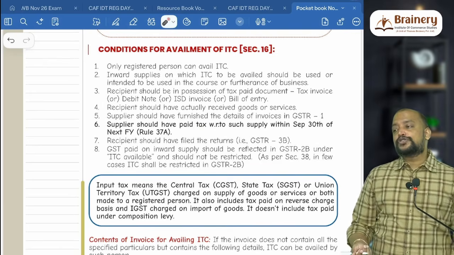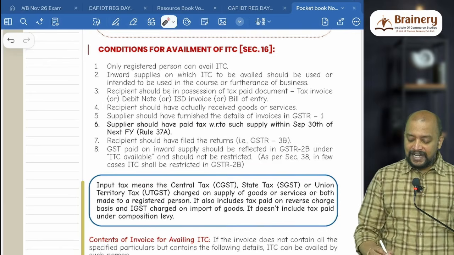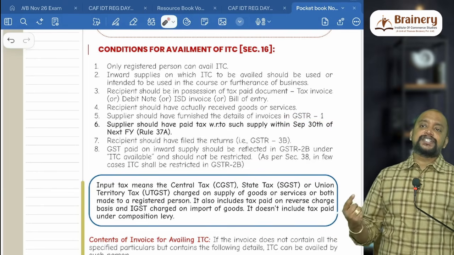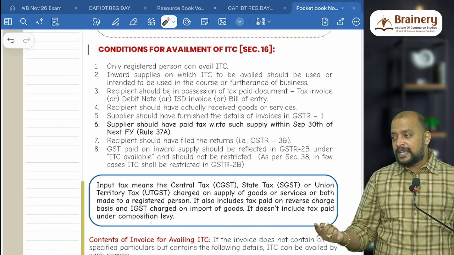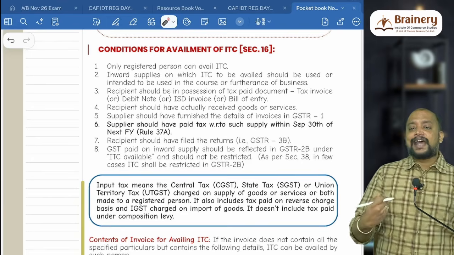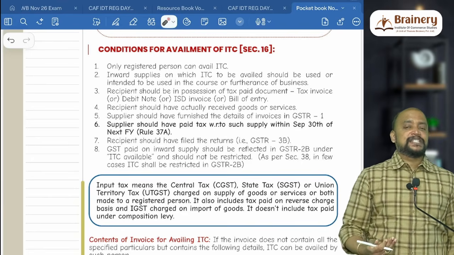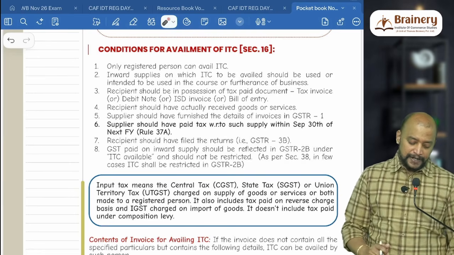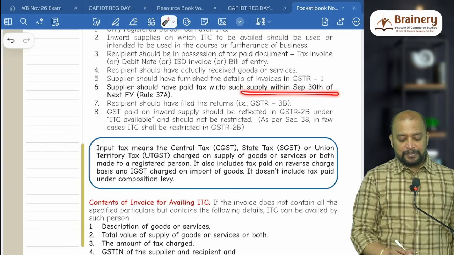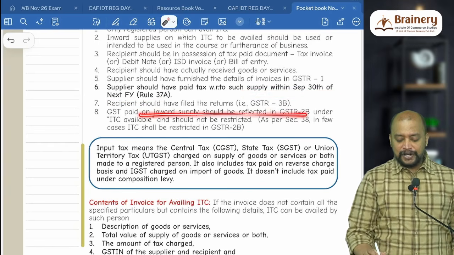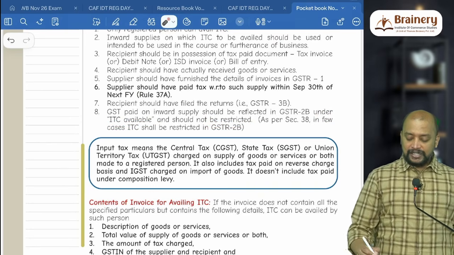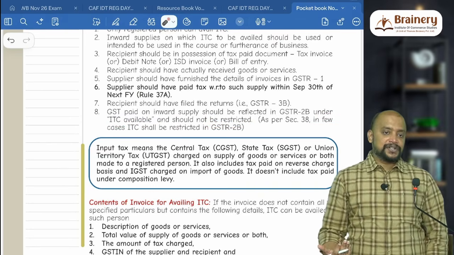Then the supplier also should fulfill certain conditions. Supplier should have filed GSTR-1 and reported the invoices in GSTR-1, and those invoices reported in GSTR-1 should not be restricted in 2B, means it should not be in the ITC not available column, and the supplier should have paid the tax subject to section 41, means he needs to pay tax by September 30th of the next financial year. So the supplier should have furnished the details, and should have paid the tax by September 30th of the next financial year. GST paid on inward supply should be reflected in 2B under ITC available and should not be restricted. As per section 38, in a few cases ITC will be restricted in 2B.